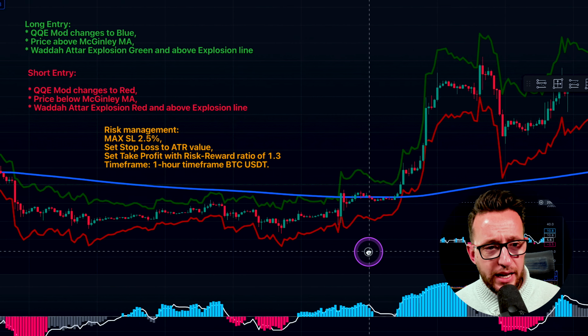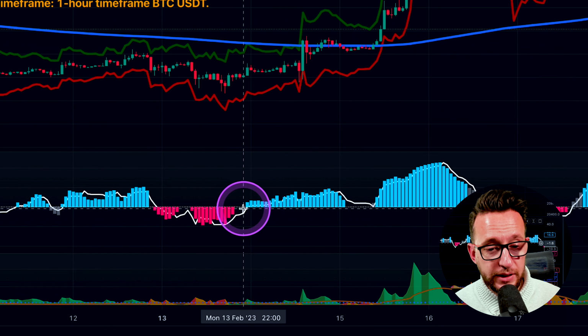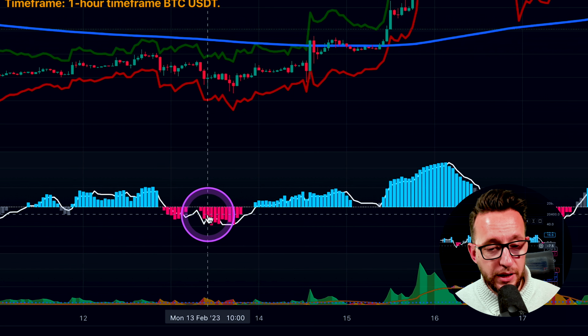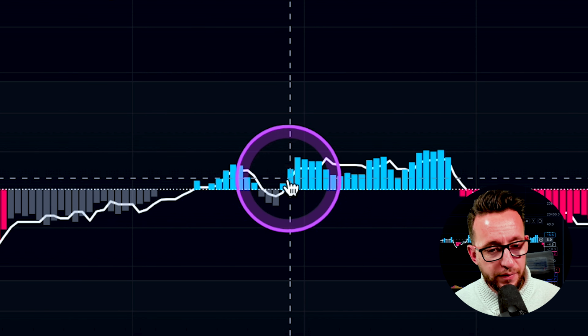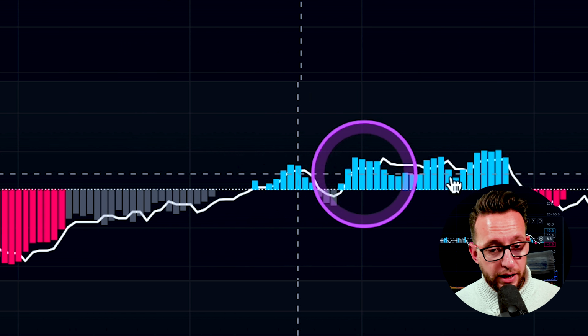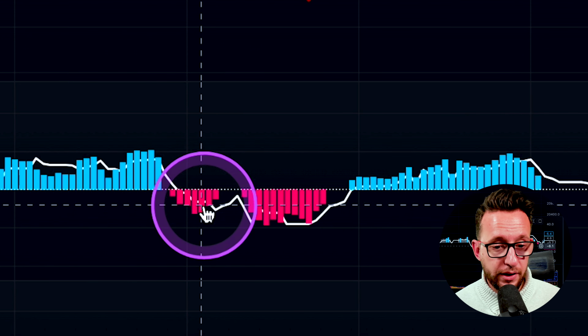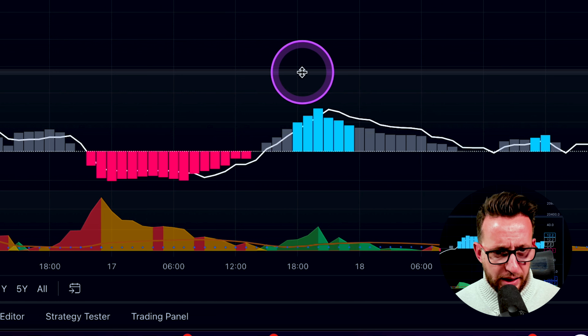Our next one is we're going to be looking, as you can see here, for the candles to be blue on the QQE for a long, and pink for a short. We're also expecting the QQE to be above the white line, this white line, which is an EMA or an MA, if we're looking for a long, and also we're looking for the candles to be below if we're looking for a short.